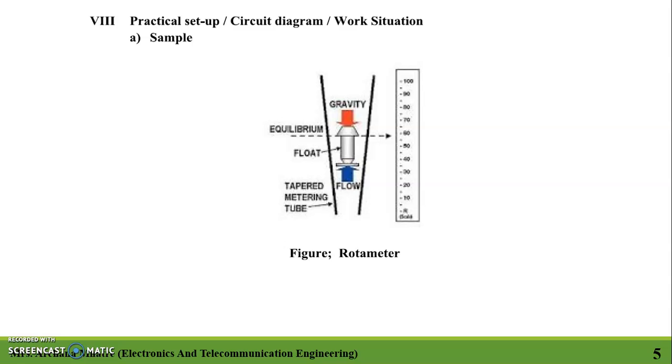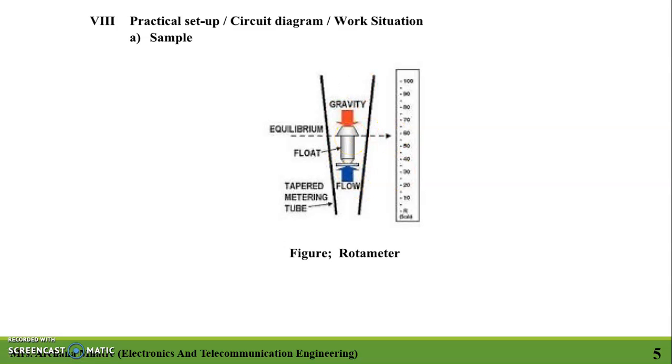Now here you can see the diagram of the rotameter. In this diagram you can see the tapered tube. The area of the tapered tube is less at the bottom and maximum at the top of the tube. So at the bottom of the tube the flow rate is minimum, and at the top of the tube the flow rate is maximum as the area increases.